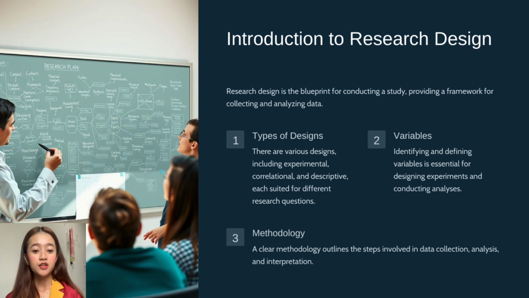Research design is the blueprint for conducting a study, providing a framework for collecting and analyzing data. Number one is types of design. There are various designs, including the experimental, correlational, and descriptive, each suited for different research questions. Number two is variables. Identifying and defining variables is essential for designing experiments and conducting analysis. So the last one is methodology. A clear methodology outlines the steps involved in data collection, analysis, and interpretation.